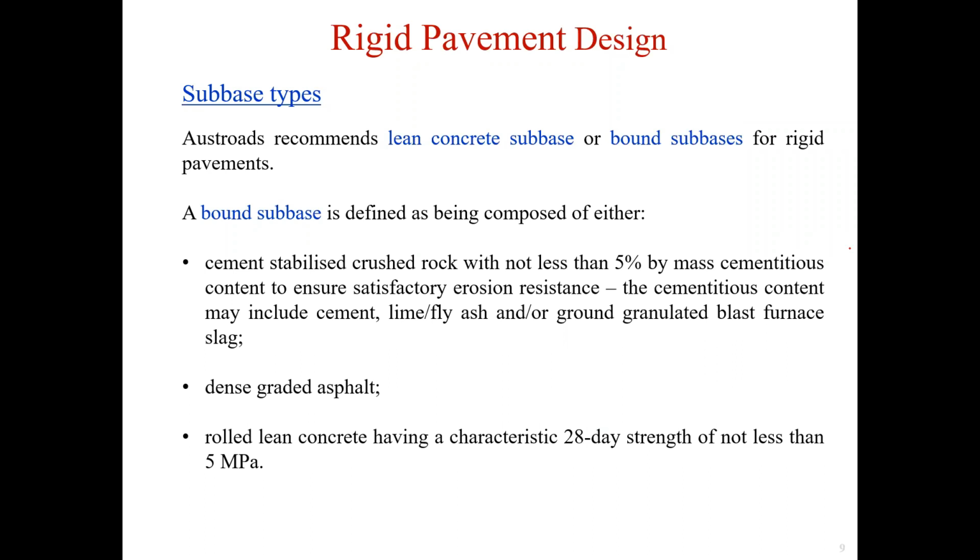In terms of subbase for rigid pavement, the guide recommends lean concrete subbase or bound subbases. A bound subbase is composed of cement stabilized crushed rock with no less than 5% by mass cementitious content. This is to meet erosion resistance requirement. Other types of bound subbase are dense graded asphalt or rolled lean concrete with characteristic 28-day strength equal to or greater than 5 megapascal.